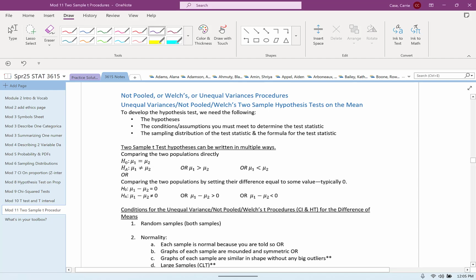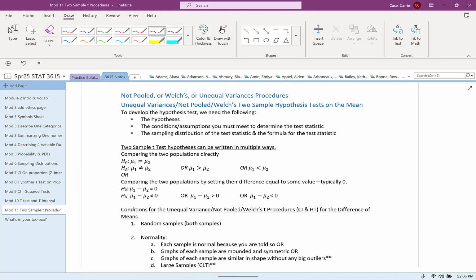Hey folks, so we are now talking about the not pooled or Welch's, also known as the unequal procedures. This unequal variances, not pooled or Welch's two-sample hypothesis test or confidence interval is what we use when we've met all of the conditions for the pooled t-test except for either equal sample sizes or nearly equal sample sizes or equal standard deviations. So when we can't meet one of those two conditions, it kicks us into this test.